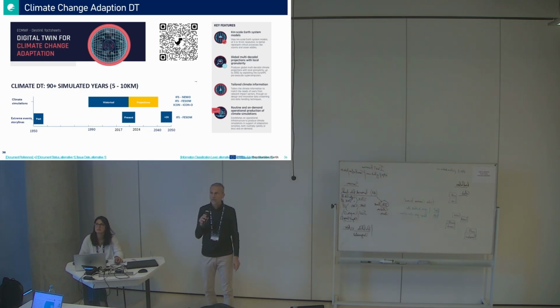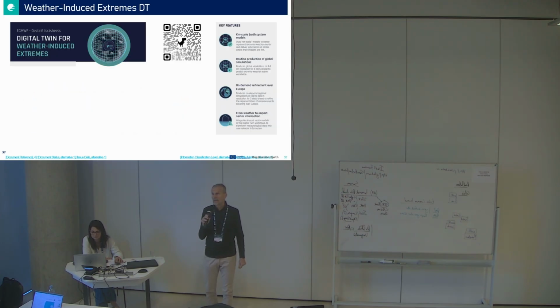On the graph at the bottom, you see that we have 90-plus simulated years. Resolution is from 5 to 10 kilometers. Then the climate simulations are available, historical and projections, in 3 different models: NEMO, FESOM, ICON. These are different models, and there are the storylines at the bottom. With the QR code, you come directly to the fact sheet. Go to the next slide.